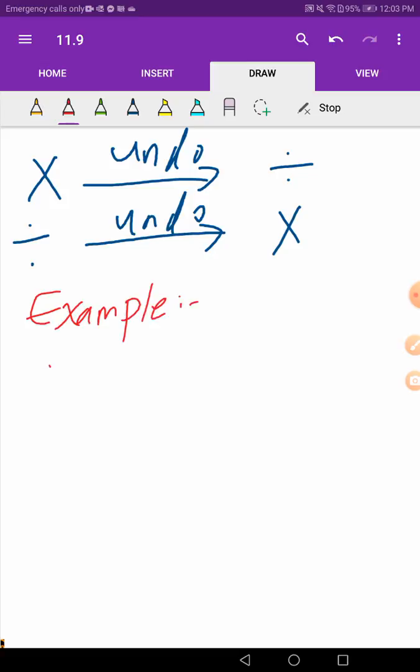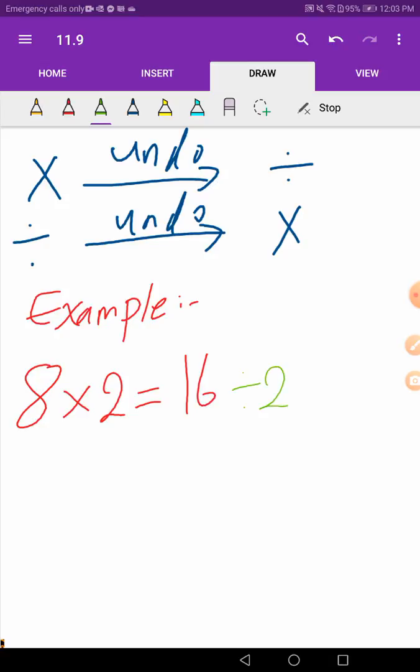If, for example, you have the number 8, which was multiplied by 2, the answer is 16. Now, how can I undo this operation and get the 8 back? You need to divide by 2, since 16 divided by 2 equals 8. So we have the 8 back again. I undid multiplying by 2 by dividing by 2.